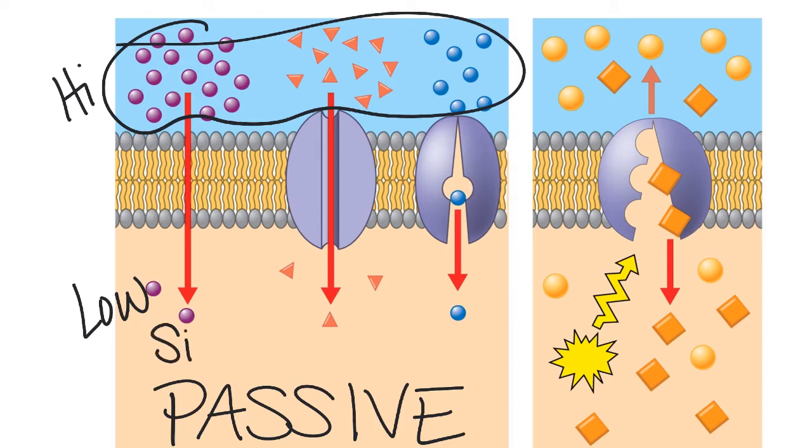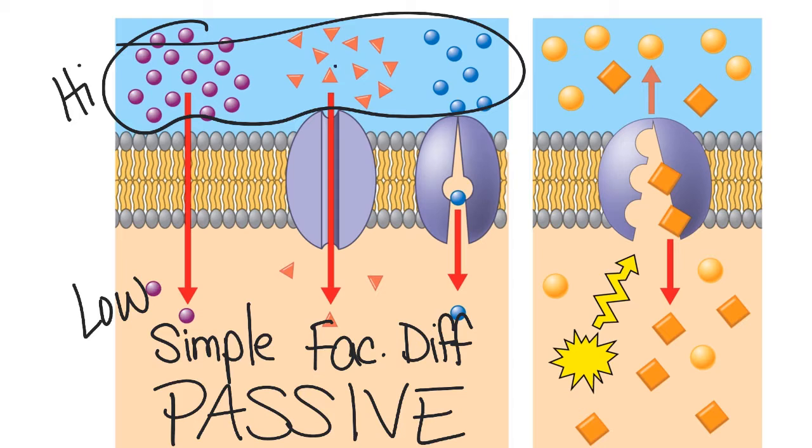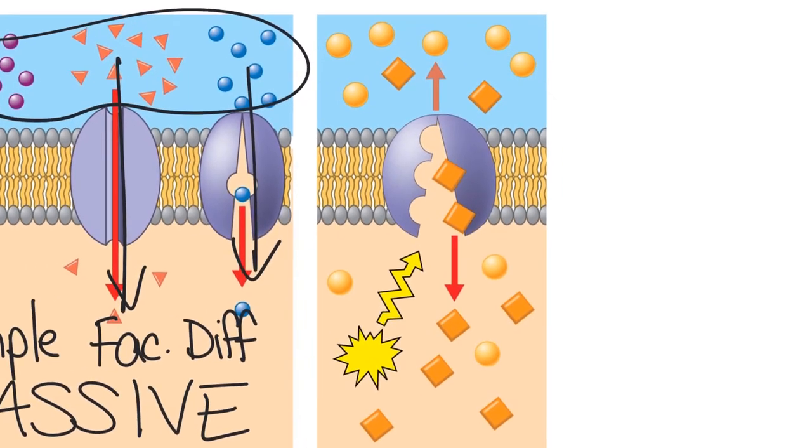We can look at simple diffusion, where we're moving the particles directly across the phospholipid bilayer, or some type of facilitated diffusion, in which case we're using some kind of channel protein that's going to allow very specific particles to move through. But in the case of active transport, things are a little bit different.